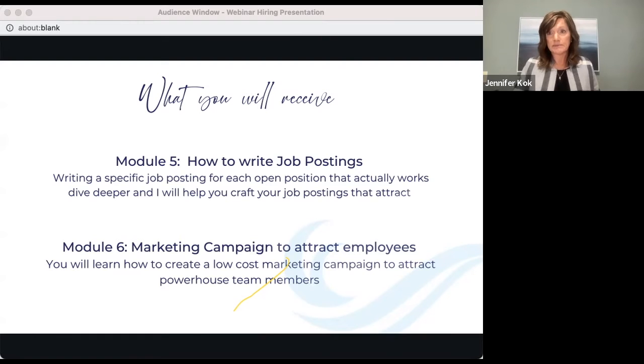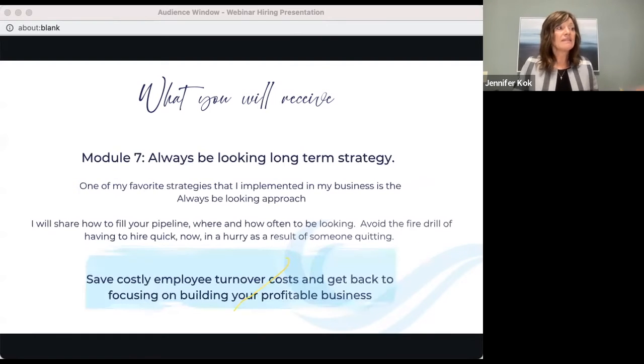marketing those open positions. And then the last module is my favorite, which is the always be looking long-term strategy. It was one of my favorite ones that I implemented in my own business, and I'll share with you how to fill your pipeline, where and how often to be looking, avoid the fire drill of always having to hire quick, and save those costly turnover costs and get back to focusing on your business.